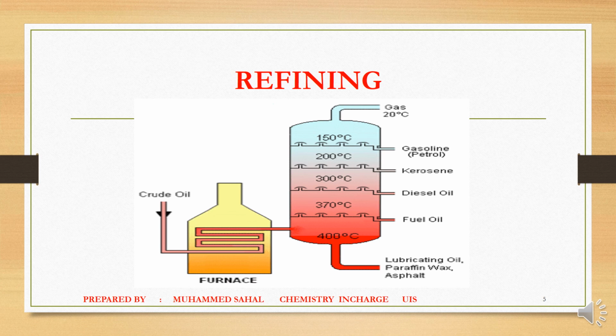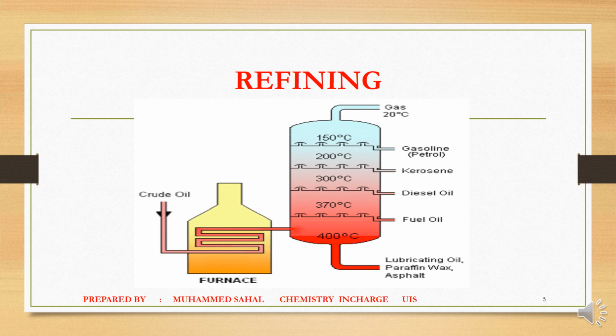Now we will check what refining is. Refining is the process in which crude oil can be separated into different fractions based on their boiling point. That means based on the boiling point we can separate crude oil into different fractions. Refining involves separating crude oil into various batches or fractions. For this purpose, chemists use one technique. That technique is called fractional distillation.